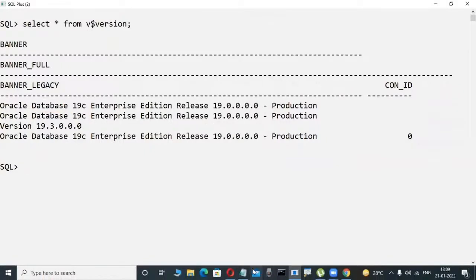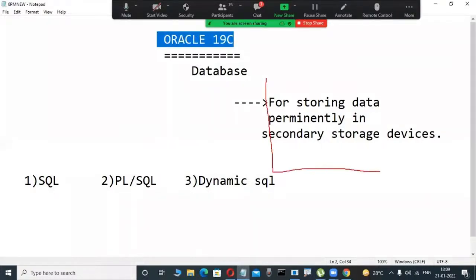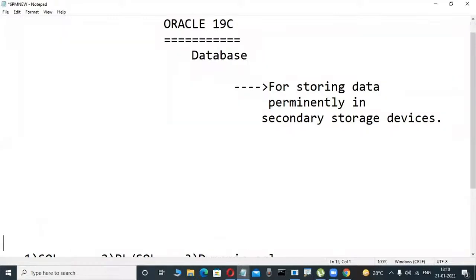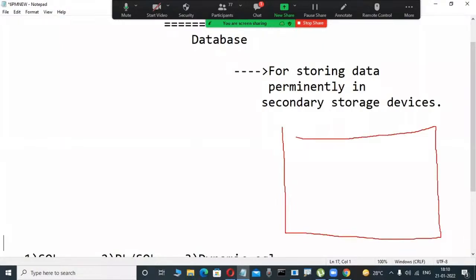What is this database? Once we install the Oracle software, automatically some place is created on the disk. In this place, we permanently store data. These are relational databases, and these database softwares have been available from 1970 onwards. Relational databases do not store a random collection of data. They only store a structured collection of data.